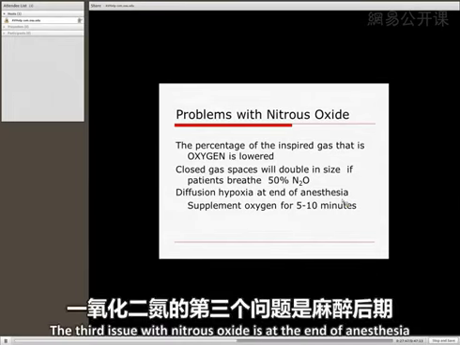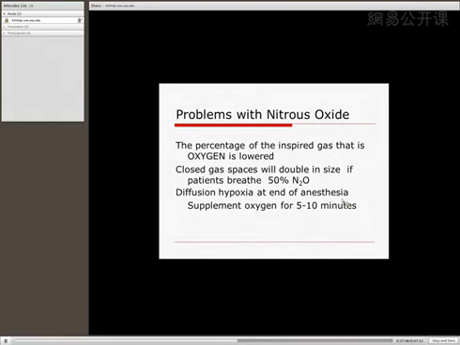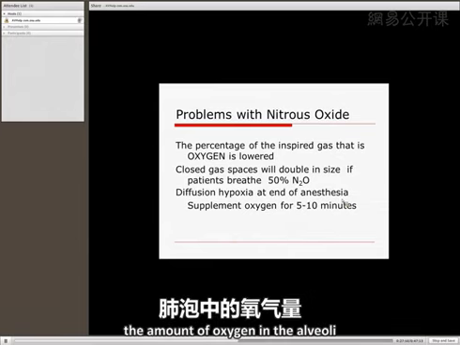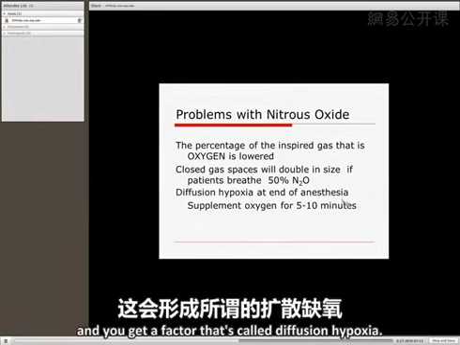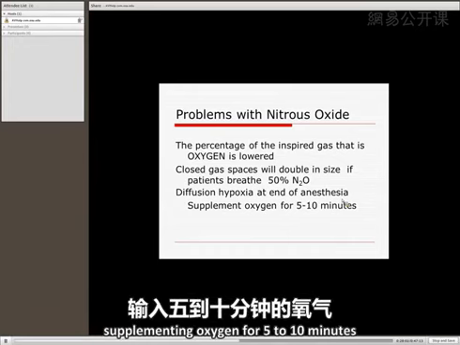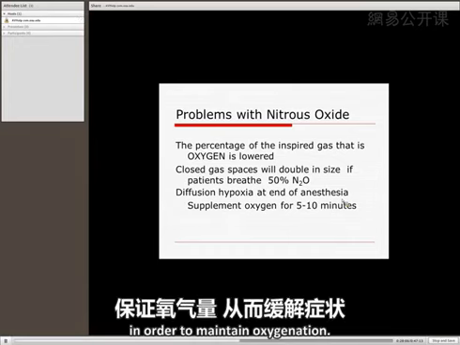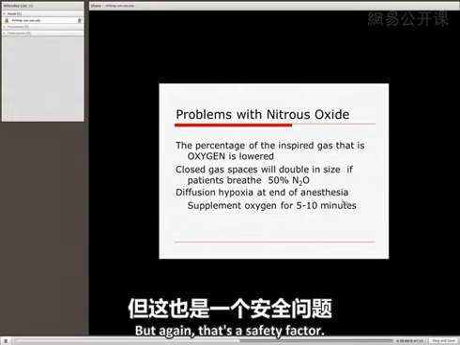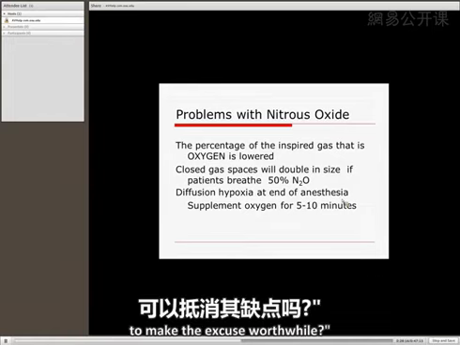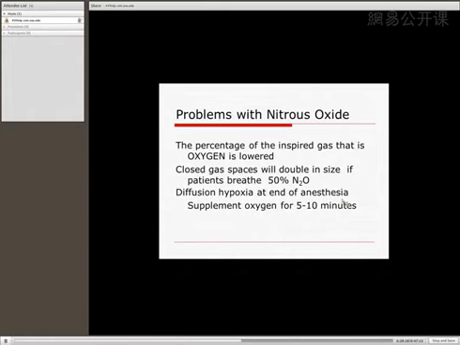The third issue with nitrous oxide is at the end of anesthesia, as all the nitrous oxide is rushing out, you have the potential of diluting the amount of oxygen in the alveoli, and you get a factor that's called diffusion hypoxia. Now you can offset that by supplementing oxygen for 5 to 10 minutes in order to maintain oxygenation. But again, it's a safety factor, and the question becomes, does nitrous oxide add enough to make its use worthwhile? And most have said no in veterinary medicine.